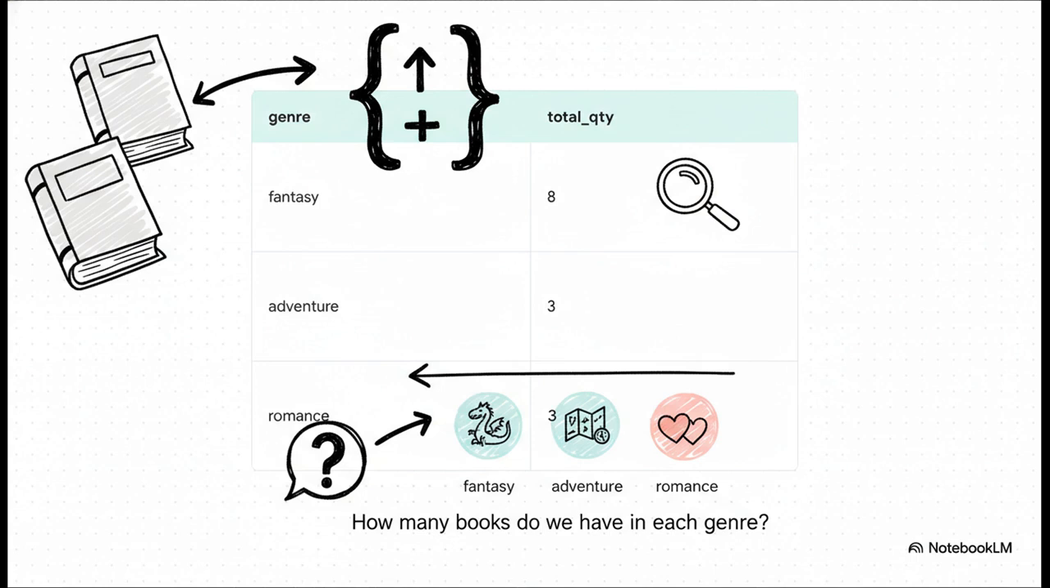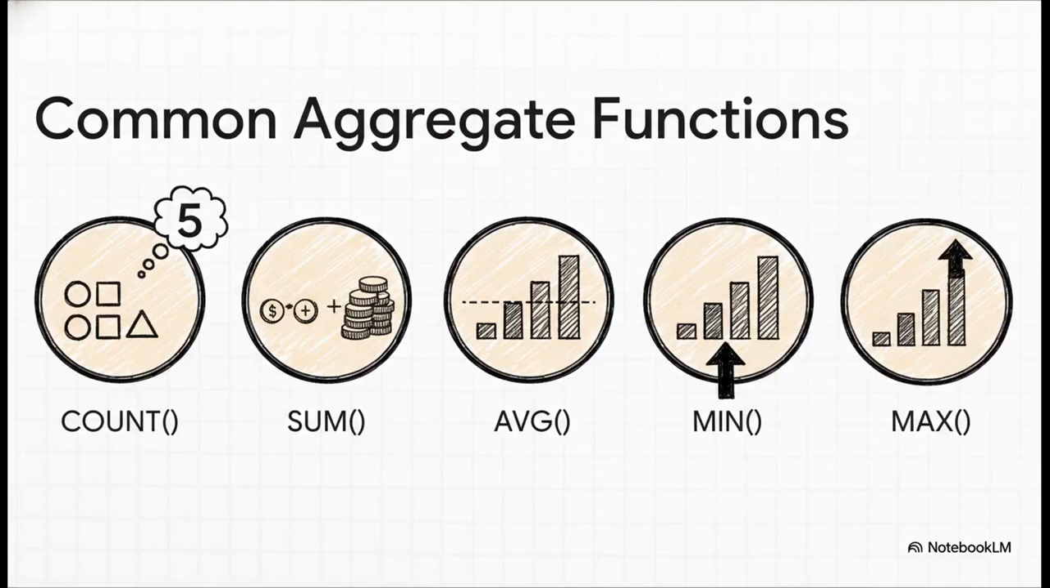We've actually lost the individual book titles, but in exchange, we answered a much bigger business question. How many books do we have in each genre? Now, these aggregate functions, they're like the essential sidekicks to group by. In fact, group by is pretty much useless without them. Group by creates the buckets, and these functions, like count, sum, or average, tell the database what calculation to do with all the items that fall into each bucket.